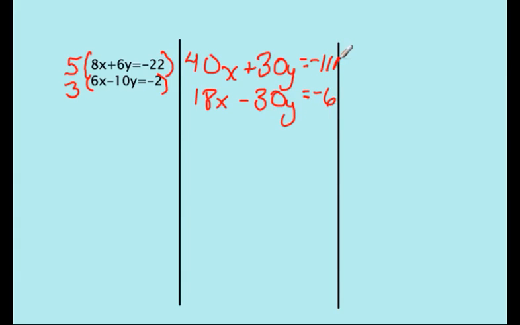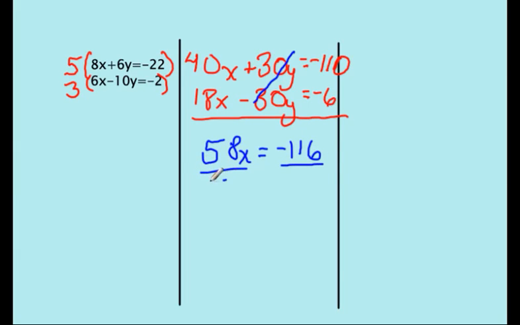So now when we combine these two equations together, we see that our y's cancel out, negative 30y and positive 30y, giving us 58x equals negative 116. Divide by 58, and x equals negative 2.